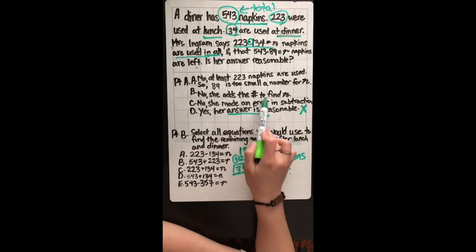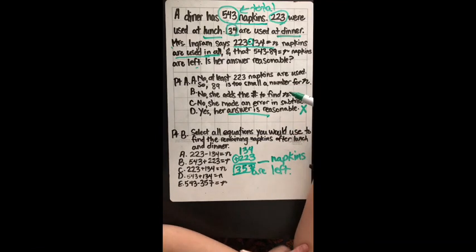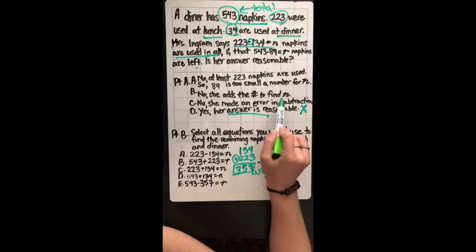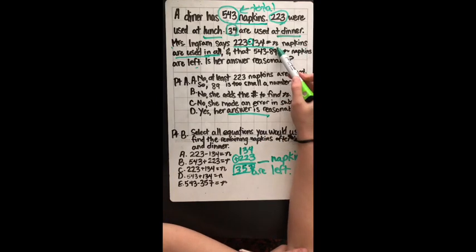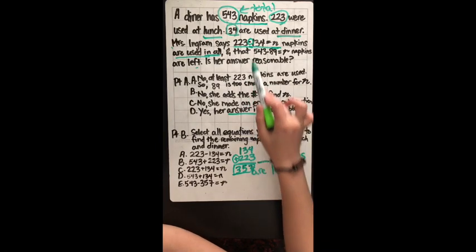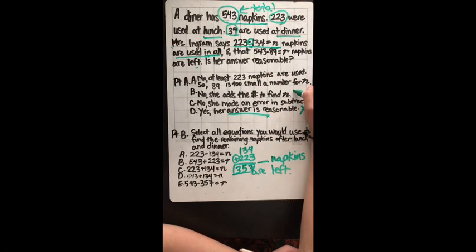No, she adds the number to find n. No, she made an error in subtraction. Well, hold on. If I go through these, C says she adds to find n. If I look up here at the n variable, did Mrs. Ingram add? Nope, she subtracted. So what they are describing didn't happen in the problem. So I know that one is wrong.